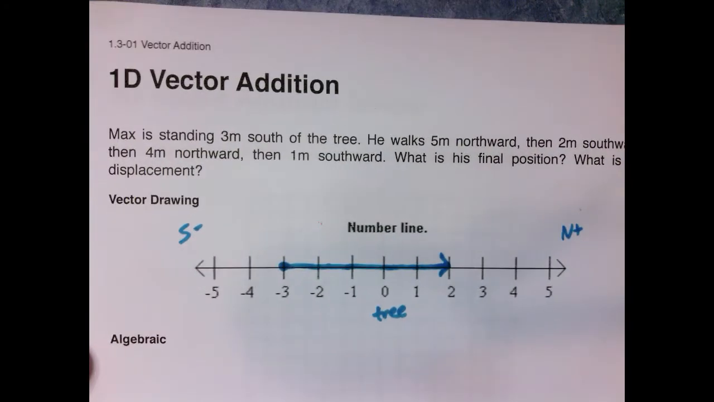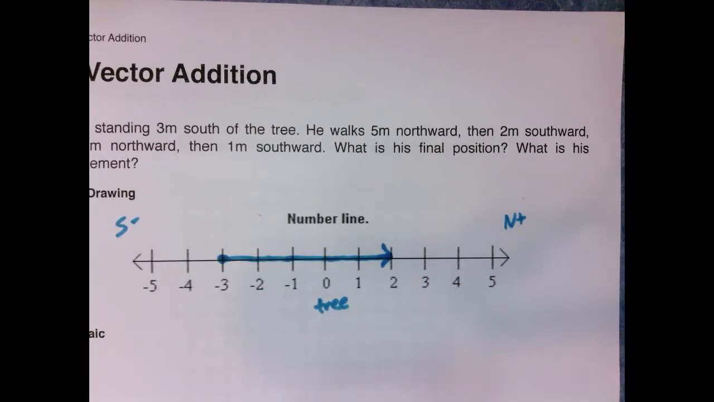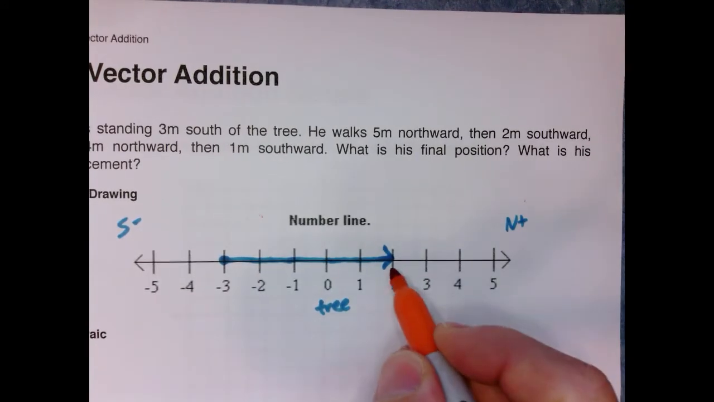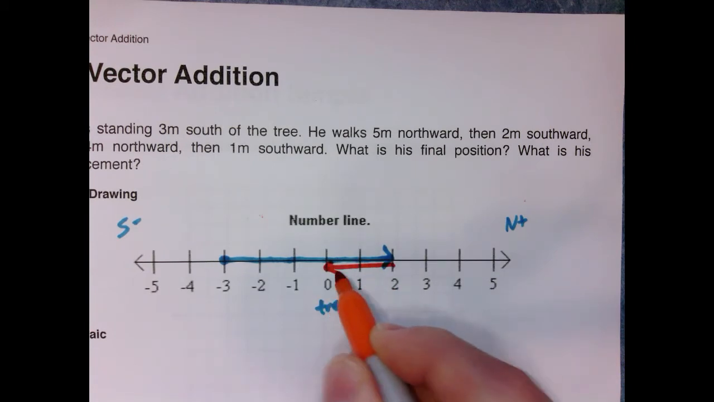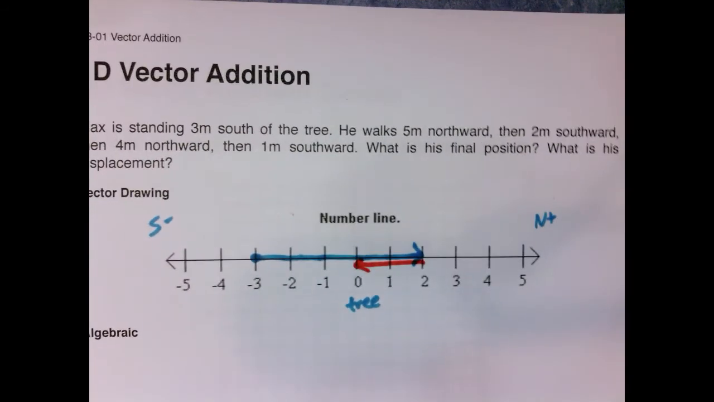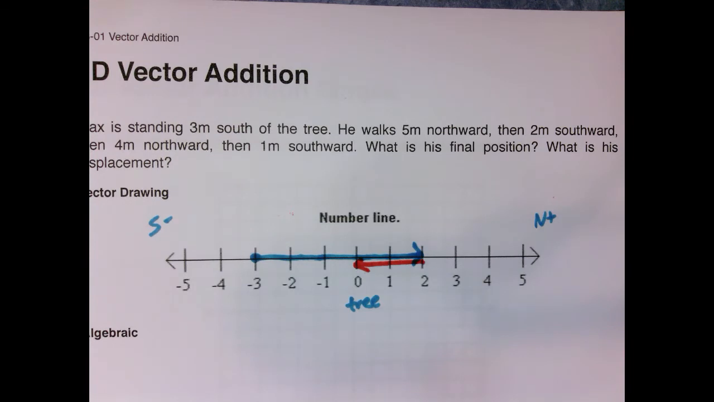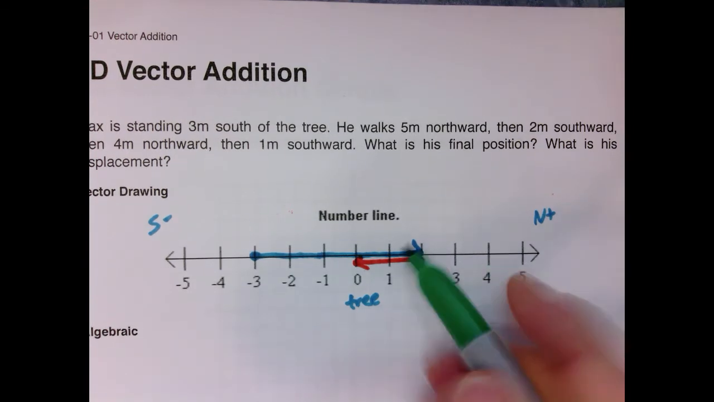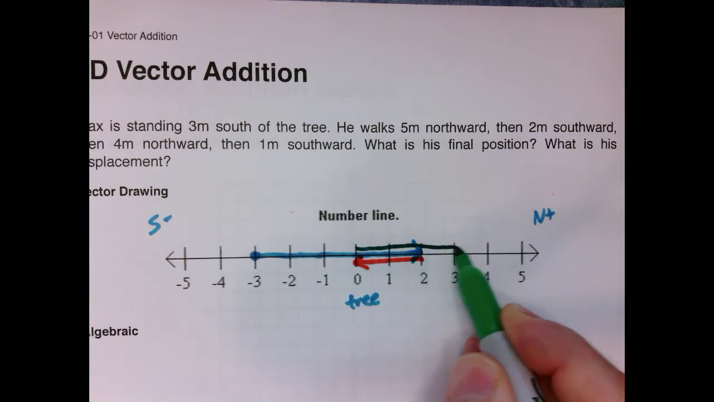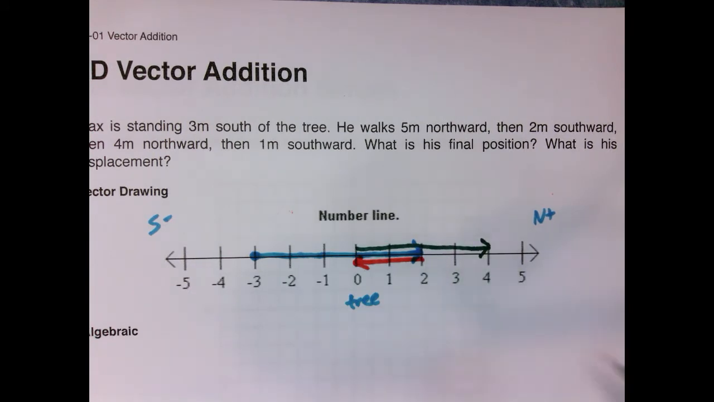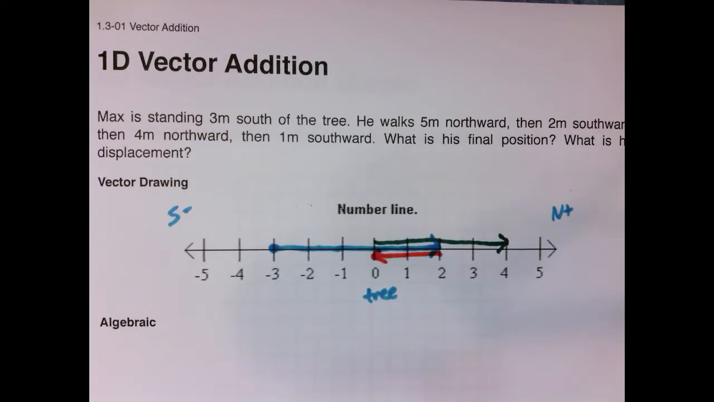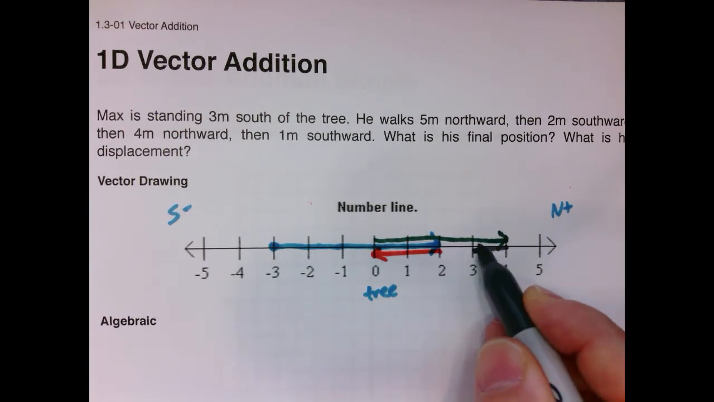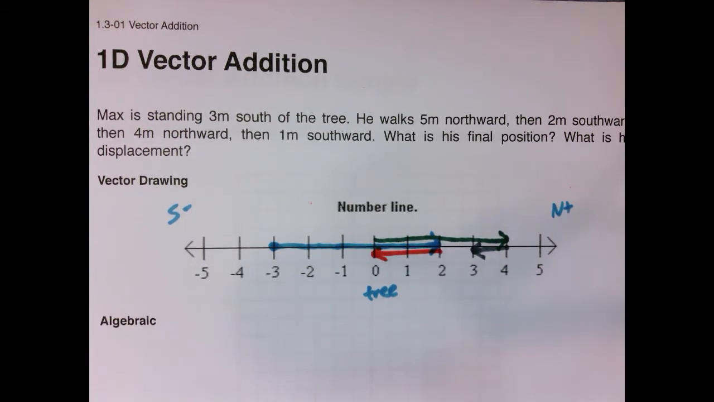Then he walks 2 meters southward. Then 4 meters northward. Then 1 meter southward. What is his final position?